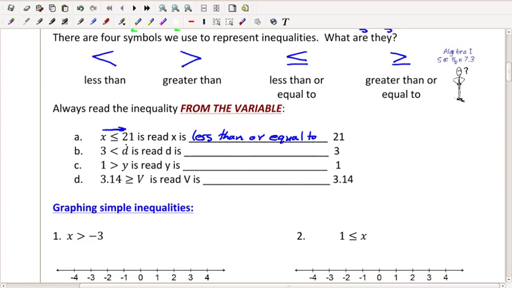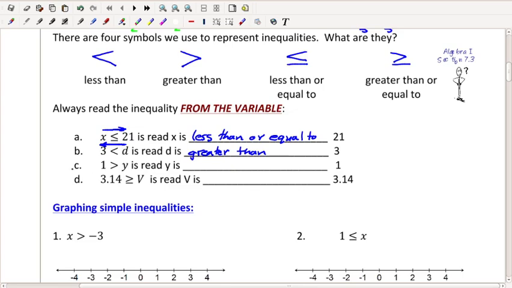So in this case, again, we're going to start with the d. The d is getting eaten, so it must be the greater one. So this is d is greater than 3. So again, we always start with the d side, even though this is the less than sign, because we're reading it backwards. We read it as d is greater than 3.